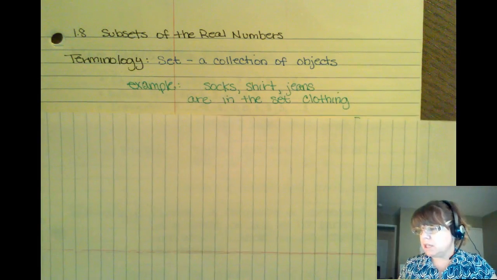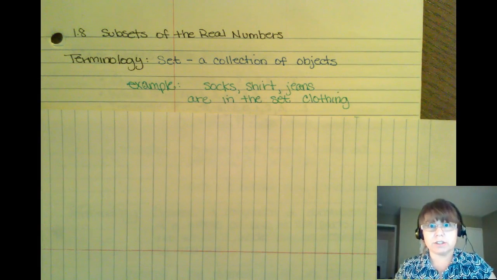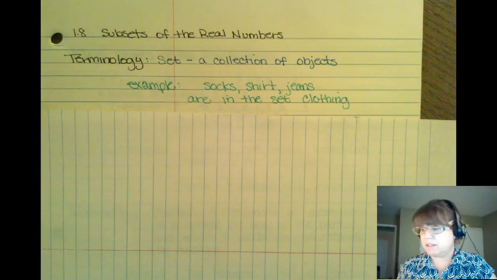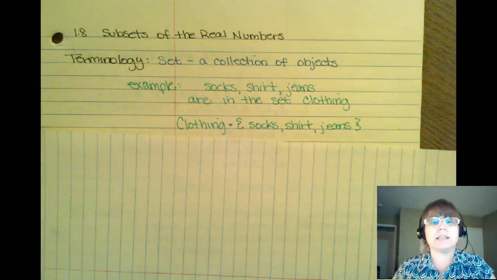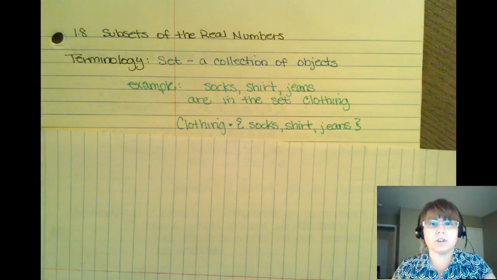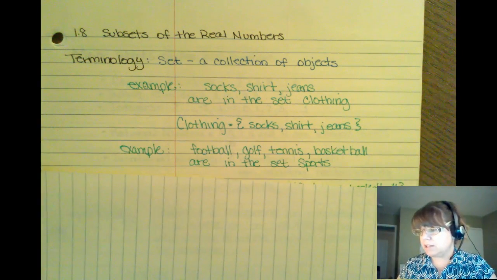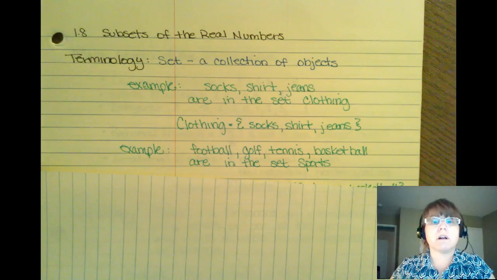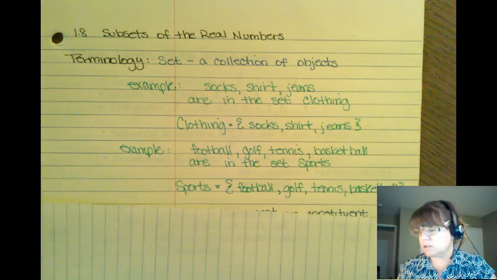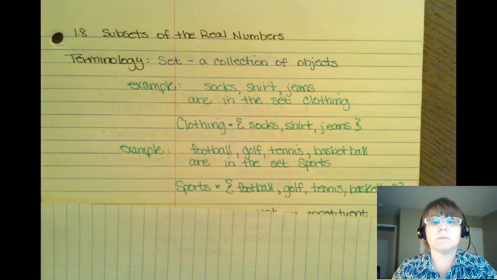So it might be we have socks, shirts, jeans. They're all in the set of clothing. And how we'd write it is clothing equals curly bracket, socks, comma, shirt, comma, jeans. We'd list the objects that are in our set. Another example would be football, golf, tennis, and basketball are in the set of sports. So sports equals the set with football, golf, tennis, and basketball.